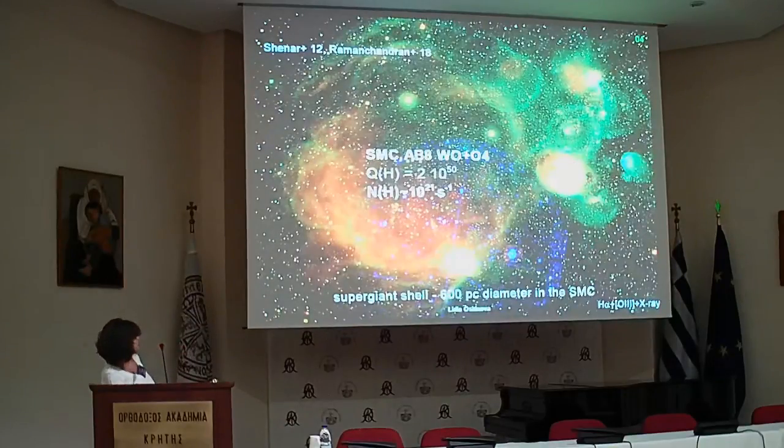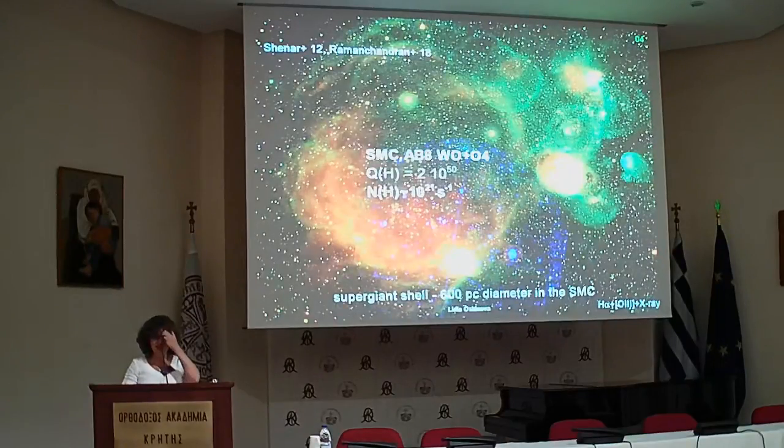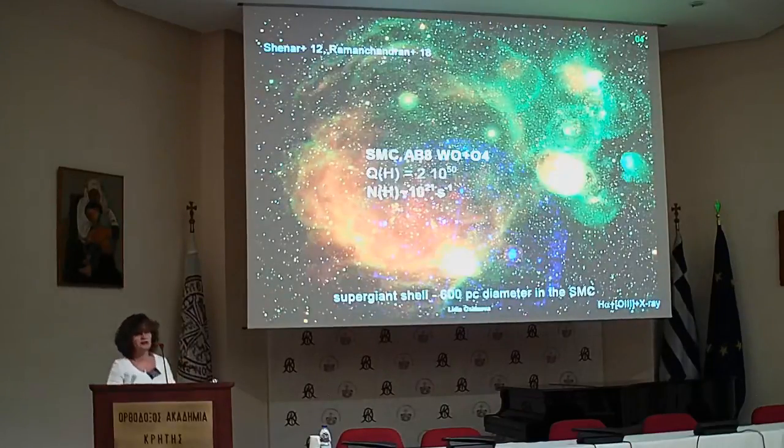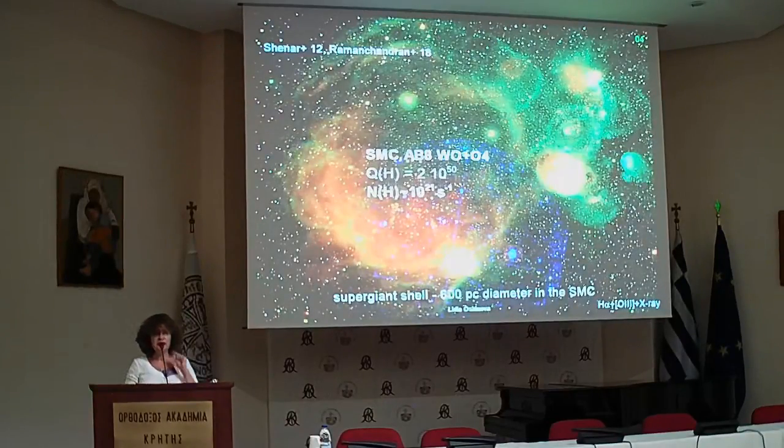One of those stars here is a WO type star, which produces 2 × 10^50 ionizing photons. And from UV spectroscopy and from optical spectroscopy, we can probe the absorbing column density to the star. And this column density happened to be 10^21 cm^-2, wrong units here. So this is very high column density. The optical depth to the star would be of order of hundreds.